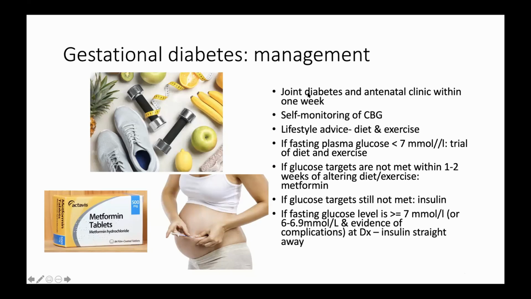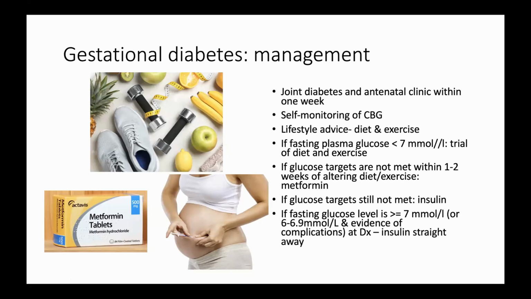As soon as a woman is diagnosed with gestational diabetes by the criteria that we just had a look at, she should be booked into a joint diabetes and antenatal clinic within a week. So it is important to catch these women early. They'll be taught how to monitor capillary blood glucose themselves, just like any diabetic. They'll be given lifestyle advice on diet and exercise.